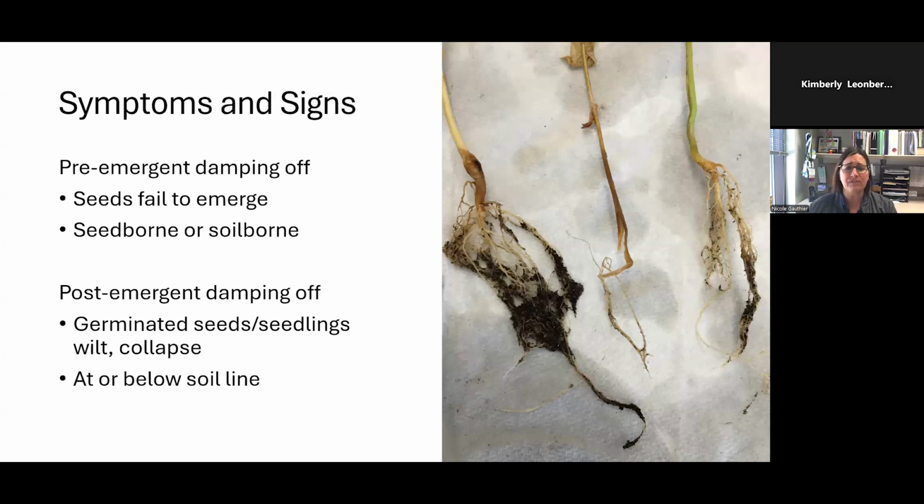The second type of damping off is post-emergent damping off. So that will generally occur when a seedling is infected after it germinates, so after it rises above the soil surface. So symptoms generally will be wilting or collapse of small plants at the soil line or below the soil line. So sometimes we'll see infection of the roots, sometimes of that crown, and sometimes we'll generally just see wilting and then overall seedling death.